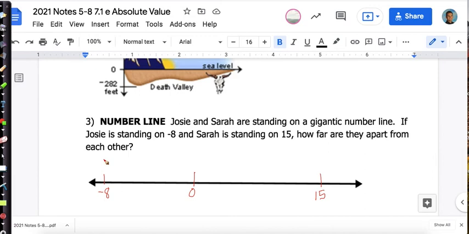So now we have to count the distance that Josie is in the negative. So this is 8 because -8 is 8 spaces away from 0. And Sarah's standing at 15, so that's 15 spaces away from 0. And now I'm going to combine 15 plus 8. 8 plus 5 is 13, carry the 1, and 1 plus 1 is 2. So they are 23 spaces apart.